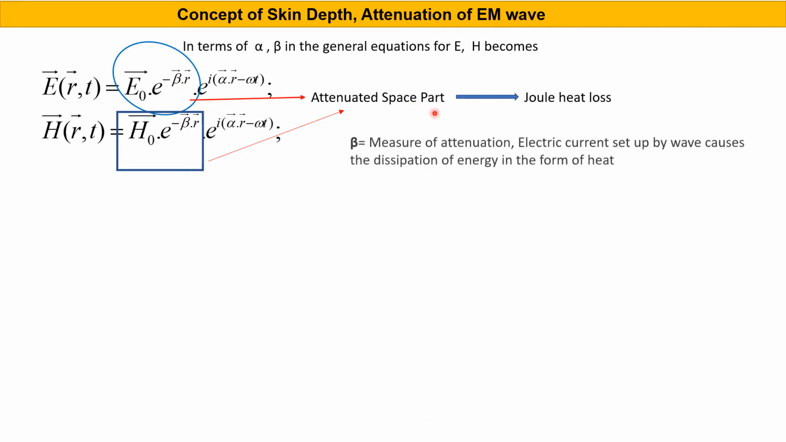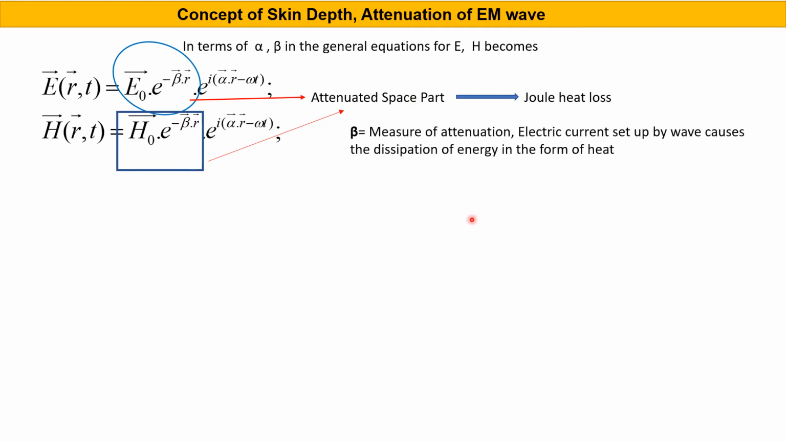And physically it means the wave sets up electric current in the medium, and that causes the dissipation of energy, in the form of heat. So if a wave is entering a conducting medium, there will be an attenuation of the wave, and that is due to the joule heat loss. In many interviews we can face the question on the physical meaning of skin depth or the attenuation of the wave.